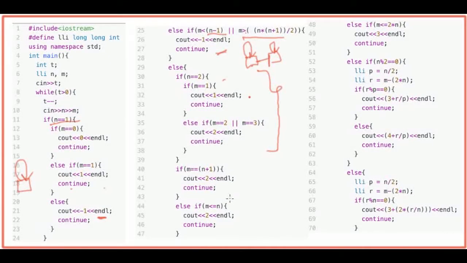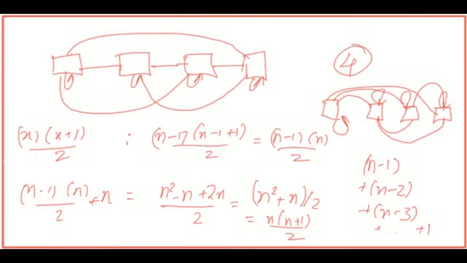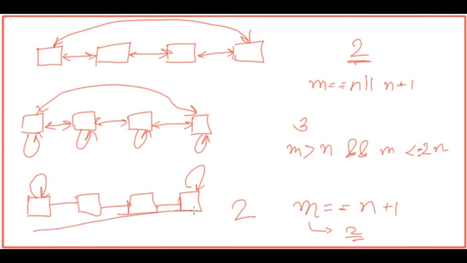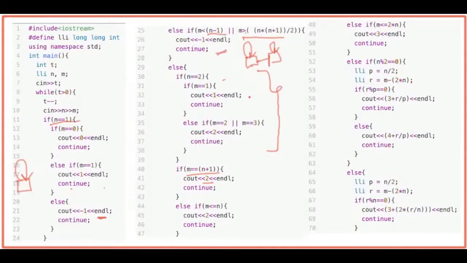Then I also told you this case: if m equals n plus 1, then the answer will be 2. This case basically, this one. If m equals n plus 1, here I wrote that the answer will be 2.